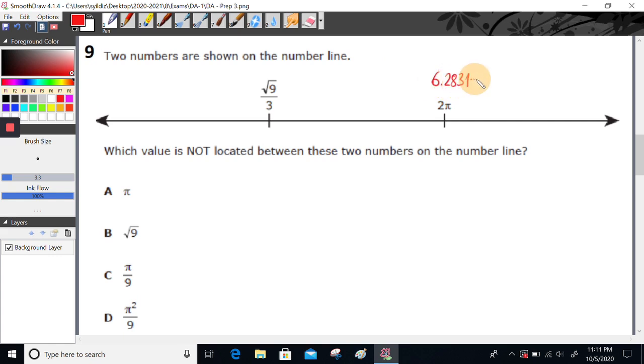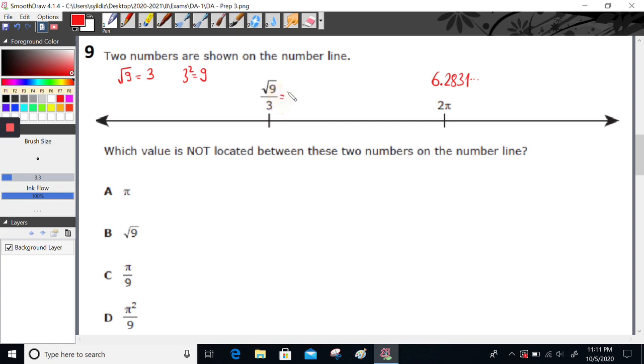6.2831 keeps going on forever. And root 9 over 3. What is root 9 over 3? So we know that root 9 is 3, right? We multiply a number by itself and we get 9. What is that number? That is 3. So root 9 is 3, because 3 times 3 is 9. 3 squared is 9. That means root 9 is equal to 3.